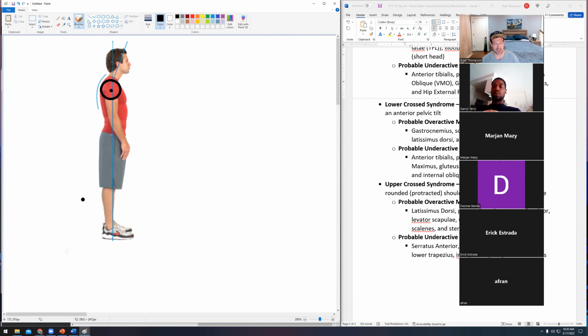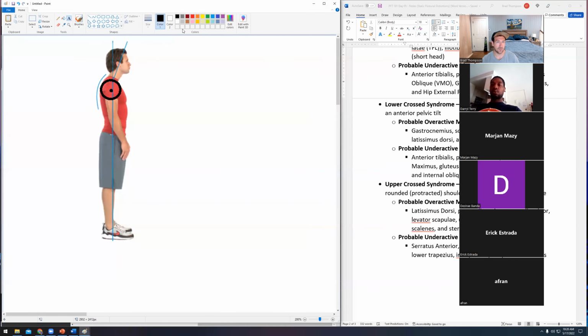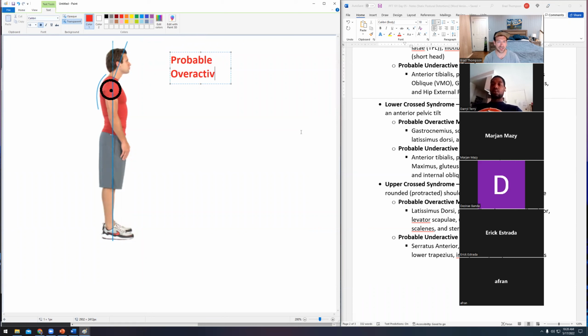So let's go ahead and put our probable overactive muscles up here first. So we're going to see tightness in the upper trapezius and the levator scapula and the sternocleidomastoid. So those are very, very tight muscles that we're going to go ahead and start with. Probable overactive muscles.